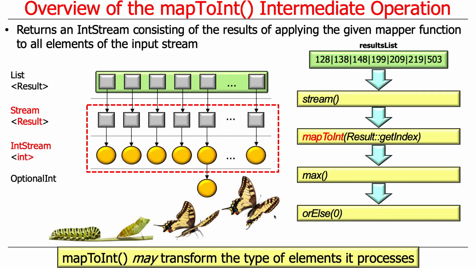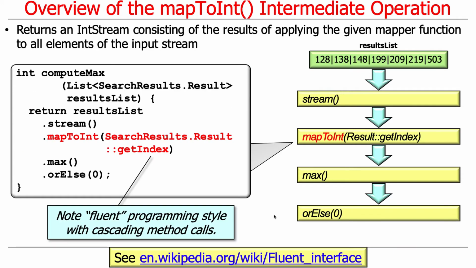So as with map, mapToInt may also transform the type of elements it processes. In this particular case, it transforms a stream of result objects into a stream of ints. So that's the transformation that takes place in this particular case. It goes from a reference type to a primitive type. And this is the way in which we use this particular method. I'll go through this example in more detail shortly. This is just the Cliff Notes version.